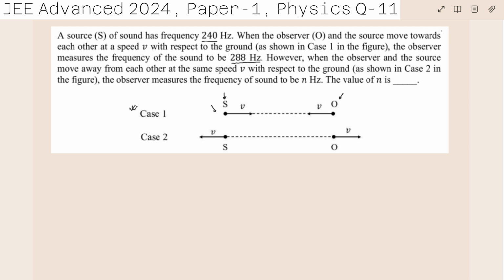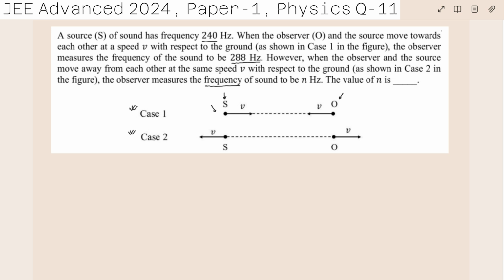Now, however, when the observer and the source move away from each other, as shown in case 2 with the same speed v, what is the value of frequency that the observer observes? That is given in hertz, so we have to find the value of n. As we read the question, we understood that it comes from sound waves, and the phenomenon that happens in both cases is called the Doppler effect, right?